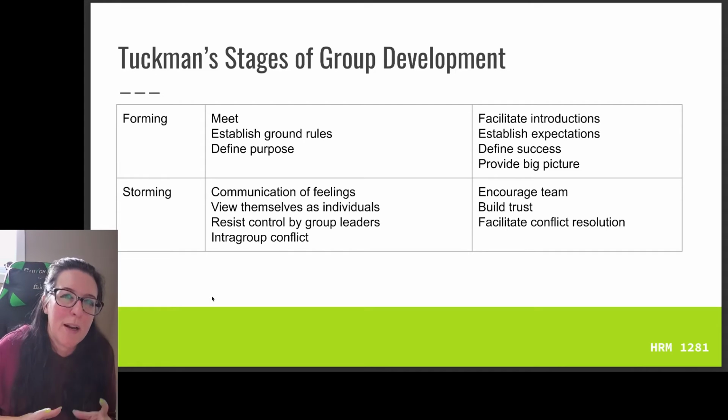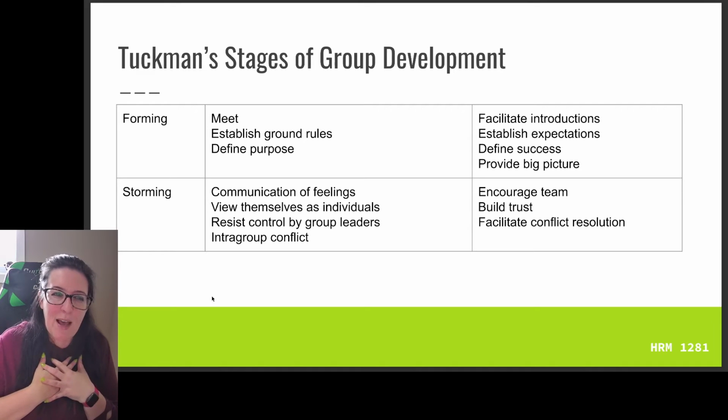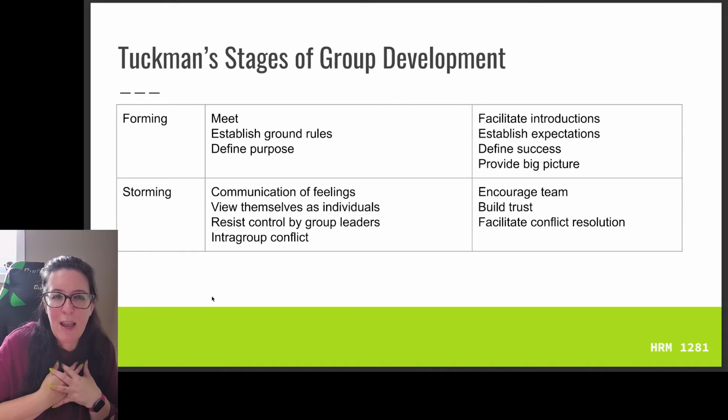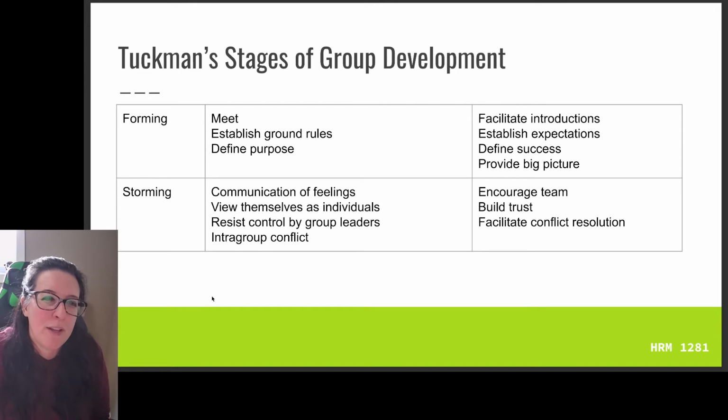Then we have the period called storming. Storming is where the individuals are getting to know each other. They still see themselves as individuals. They're communicating their feelings with each other and feeling each other out, trying to figure out whose role is what within the team. So this is where you can have conflict within your team as we figure out who's going to take on what different persona or role within the group, who's going to be in charge. The storming stage is often seen as a period of intra-group conflict.